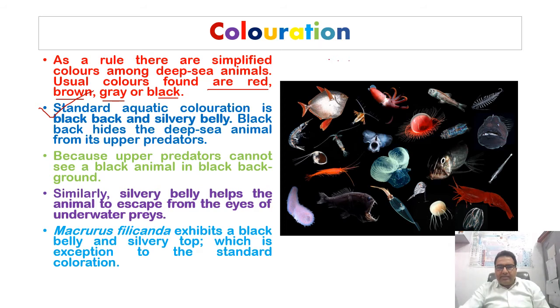Similarly, the silver belly helps the animal to escape from the eyes of the underwater prey. So we do have Macrurus filicauda. It exhibits a black belly and silvery top, which is an exception. Even the belly is mostly white, or light. But in the case of Macrurus filicauda, we see that the belly is black and the top is silver, which is an exception to the standard coloration.